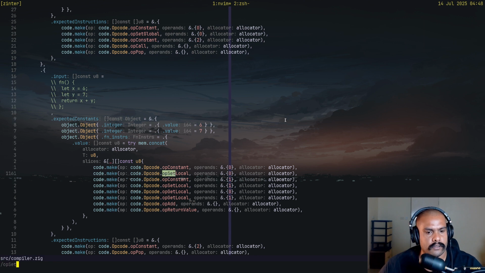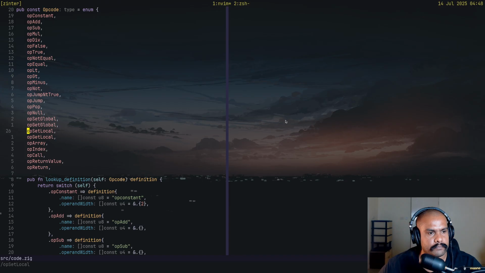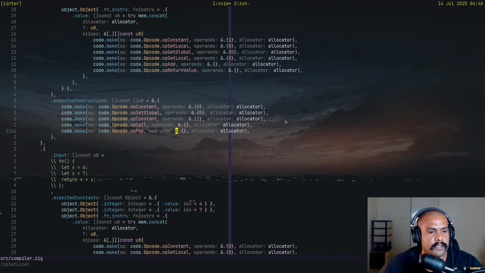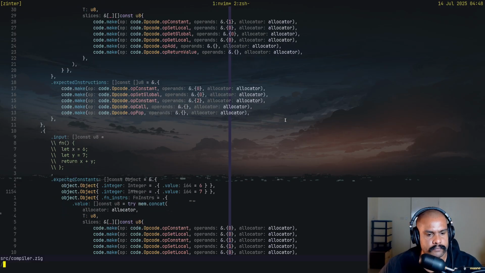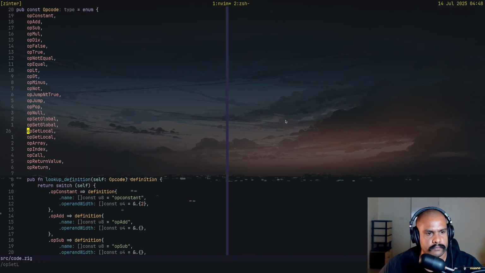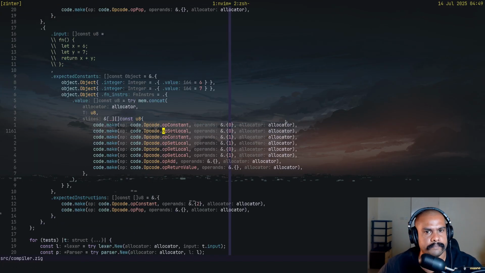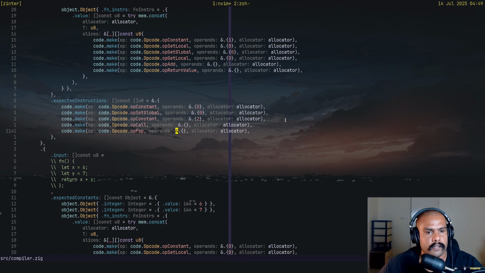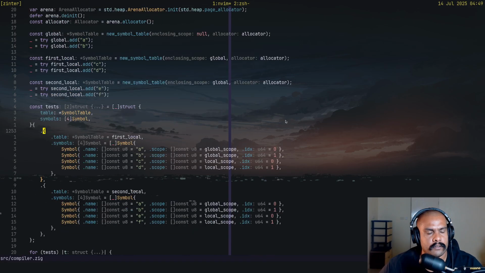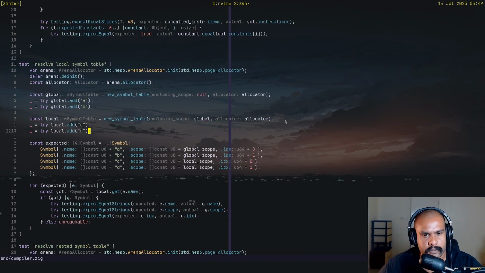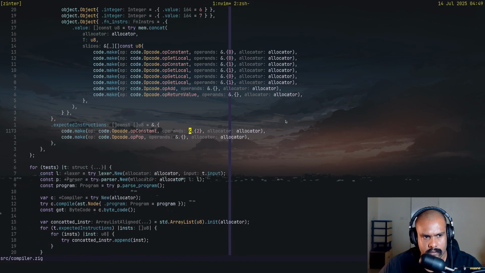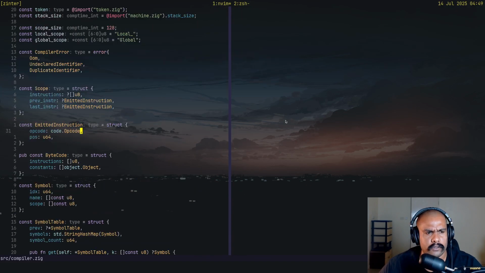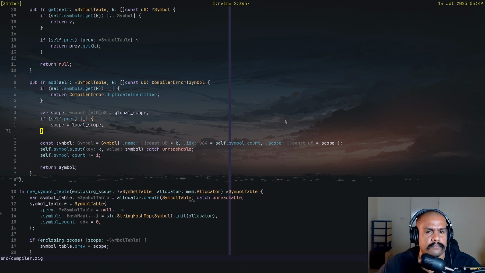Offset local. Yeah, we set up a new code. Yep, offset and get local. Compiler. Yeah, the compiler produces the right opcode based on if it's in the global or local scope.